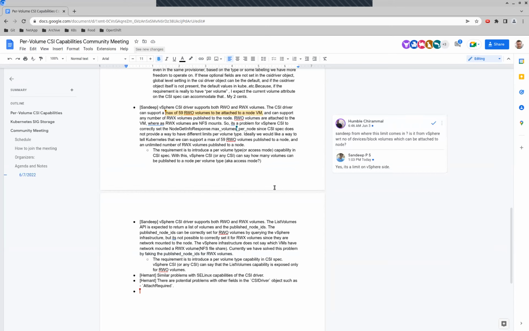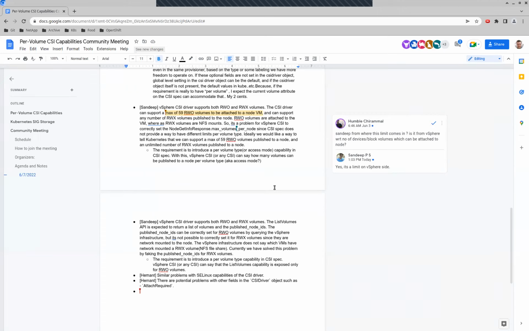Yeah, sure. I can describe the use case that we see here. So I'm basically from VMware, and we have a driver called vSphere CSI driver. That single driver supports both read-write once and read-write many volumes. And we have seen some challenges with respect to the capabilities that we need to expose. For example, one use case that we have is something called max volumes per node that we need to set in a node get info response. That is used by Kubernetes to limit how many volumes of this CSI driver can be attached to that node VM.